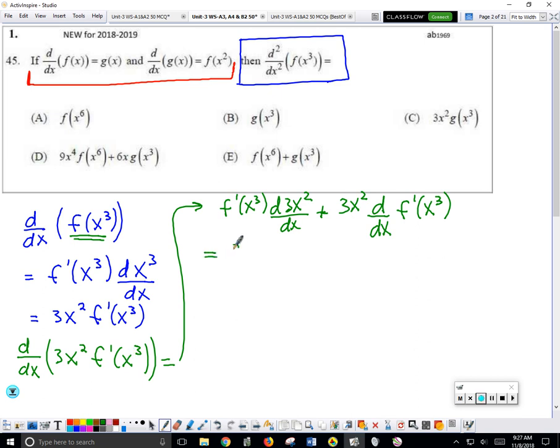So we got f prime of x cubed. This becomes 6x plus 3x squared. Now I must use the chain rule again. Oh my heavens. But the chain rule is the easy one.